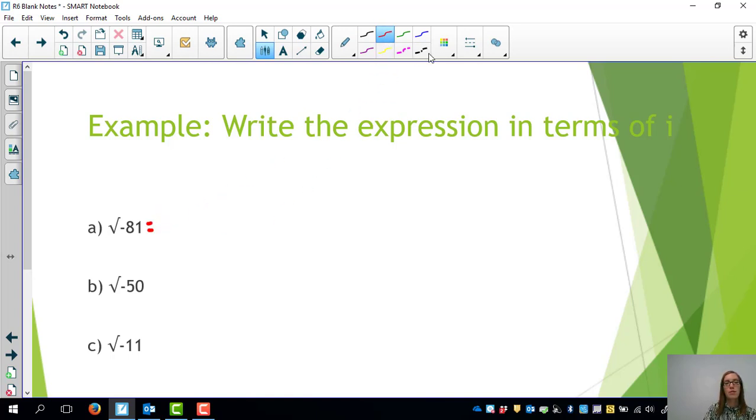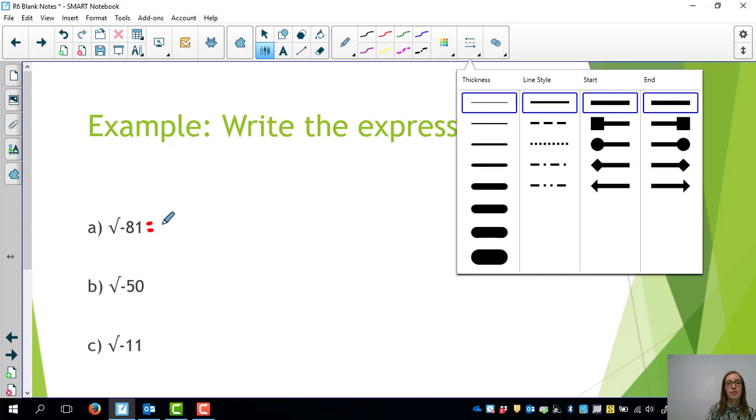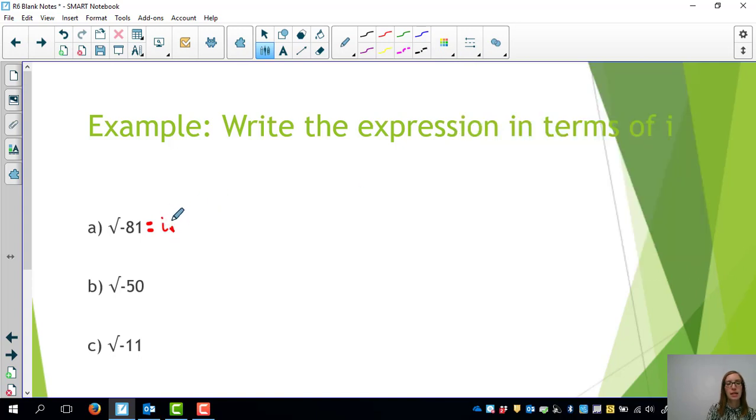So for the square root of -81, we can take out an i for the negative, and then we're left with just square root of 81. We can take the square root of 81. Square root of 81 is 9. So then we get 9i.